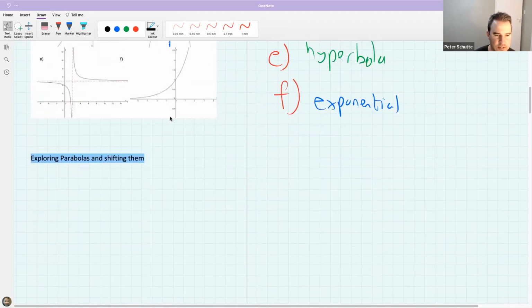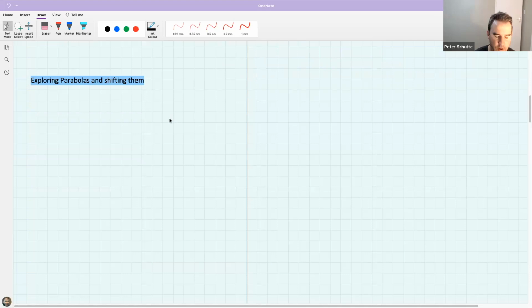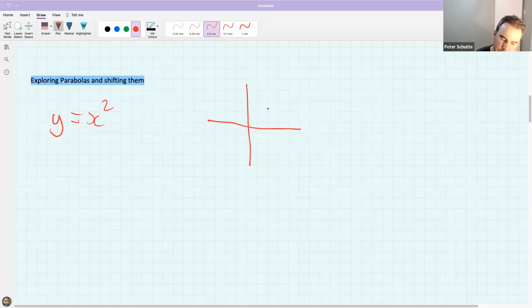Okay, so let's just take a little bit of a deeper dive into parabolas. The simplest parabola that I can think of is y equals x squared. That's quite a simple graph. It's actually going to have its x and y intercept at the point (0, 0).